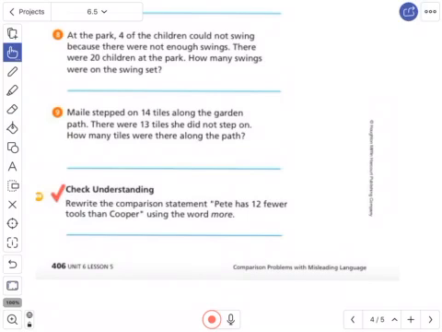Then my last one. This one, try your best with this. I'll show you my thinking on it. Rewrite the comparison statement: Pete has 12 fewer tools than Cooper, using the word more. So it's just rewriting that with the word more. I know it's a little bit confusing, but it's just reworking the sentence using the word more. But okay, have fun, and you can come back to check.